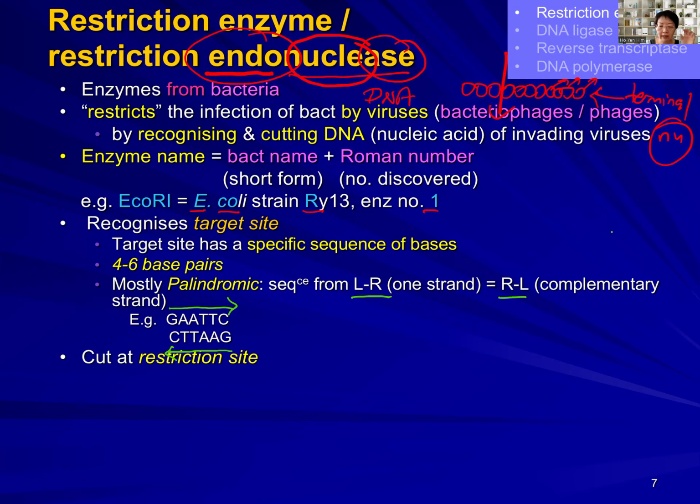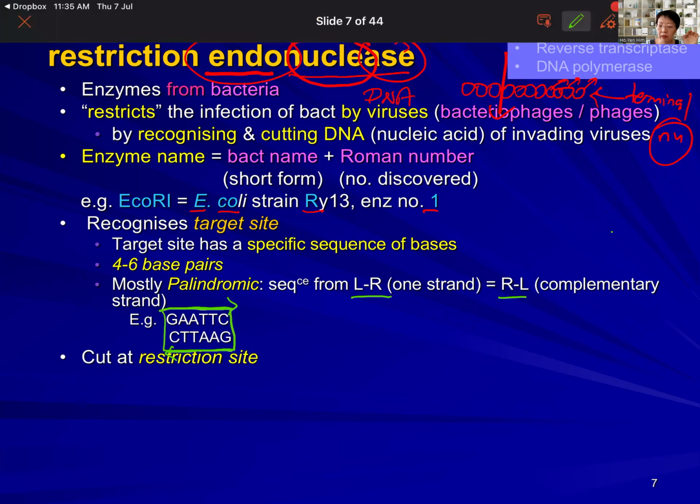So within the target site, this is the target site, right? Within the target site, the enzyme will cut at the restriction site. So let's say, for example, this is a restriction site. So the restriction site is exactly where the enzyme restricts, meaning will cut. Target site is where it will bind. So there's a slight difference between the meaning of target site and restriction site.